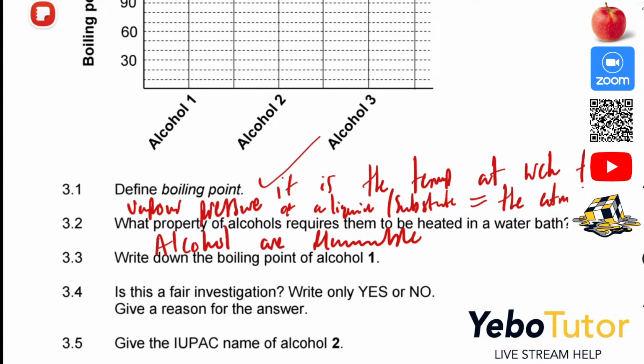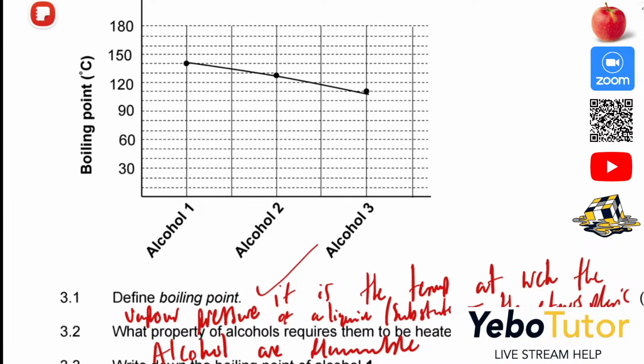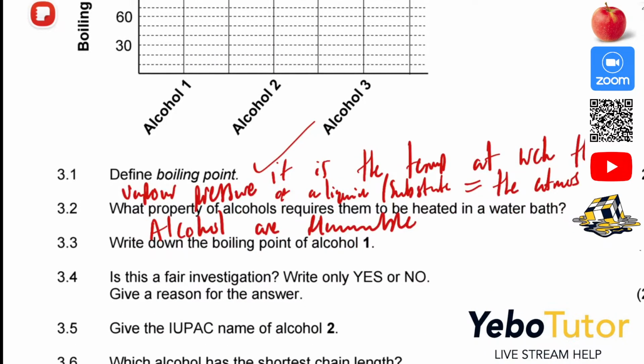Write down the boiling point of alcohol 1. Alcohol 1 is here. The boiling point is here. This is 150, so it's around 140 degrees. So you're just reading your graph over there.